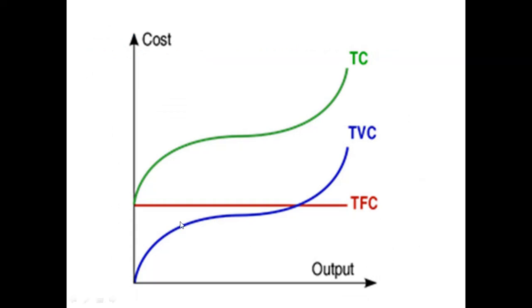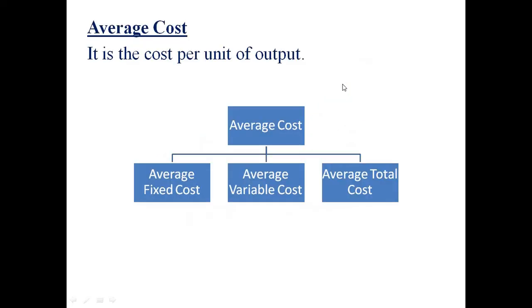This red line is the TFC curve, total fixed cost, and this blue line is TVC. We have seen this. And when you combine these two to form TC, it will also look like TVC. So this is the basic difference out here. Please keep this in mind.